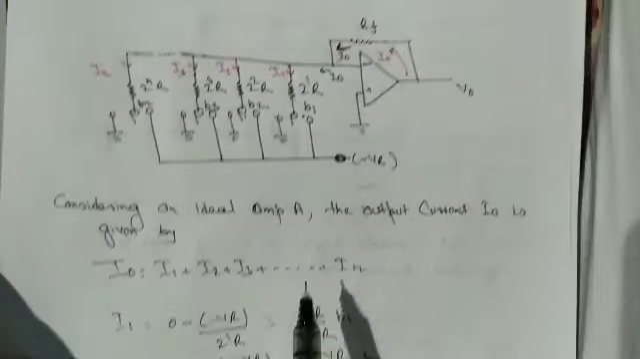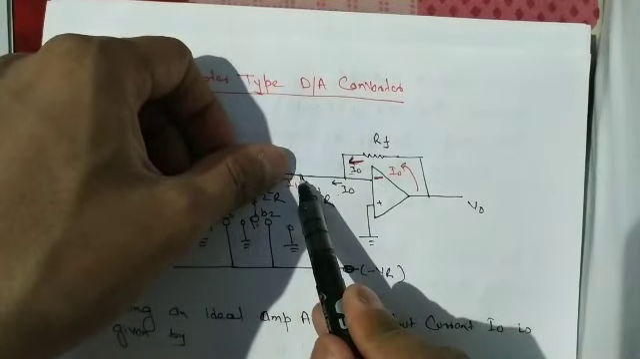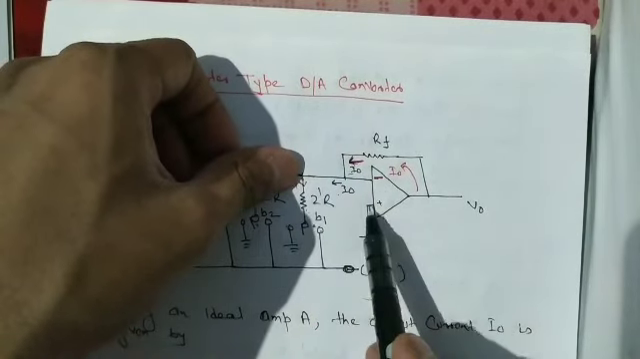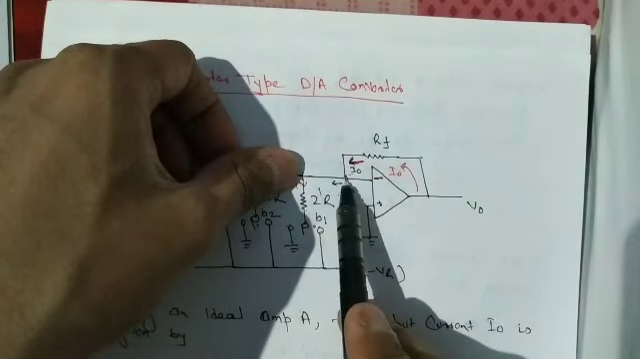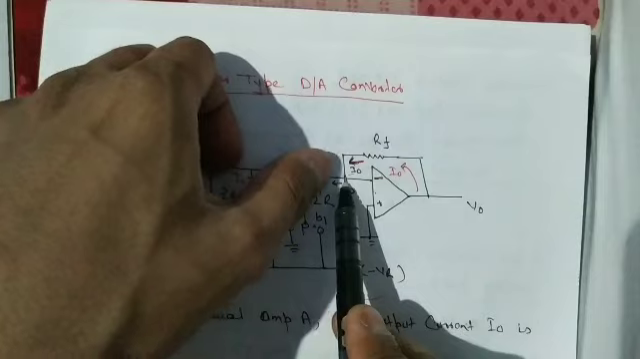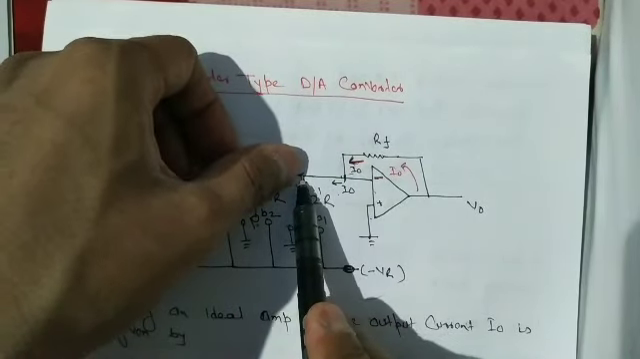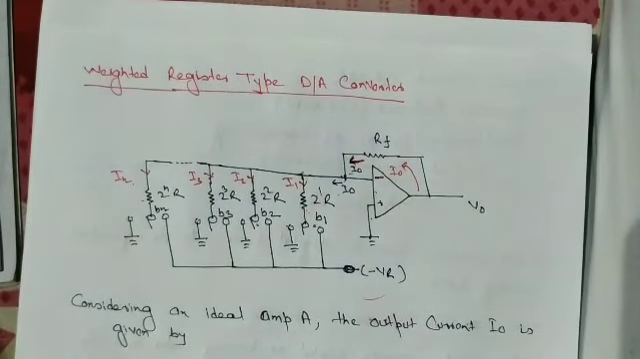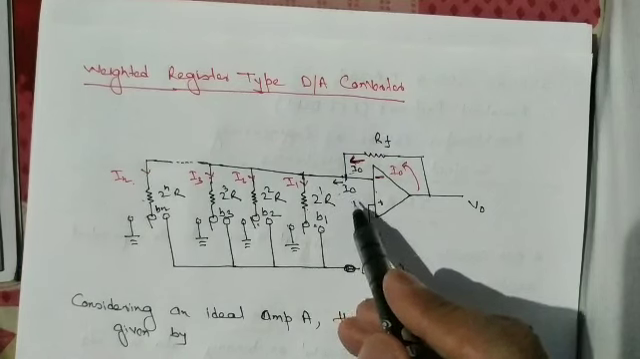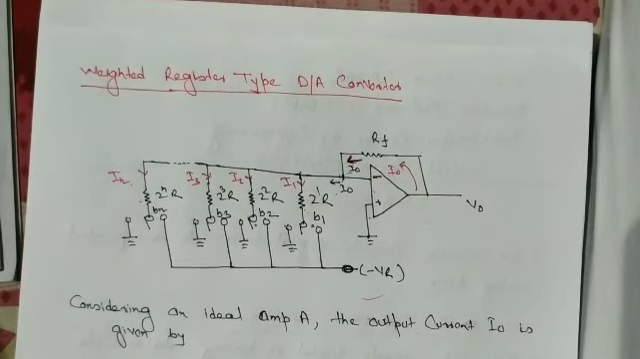What is the value of I1? Look here. This is I1. This point is at 0, because the positive terminal is grounded and the value of the positive terminal is equal to the value of the negative terminal. So this becomes 0. So 0 minus minus VR divided by 2 to the power 1 R. So I1 equals VR by 2 to the power 1 R into B1.